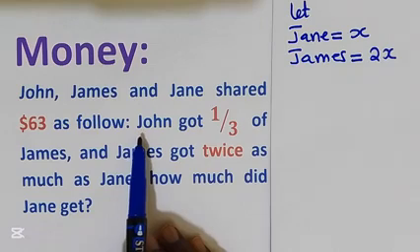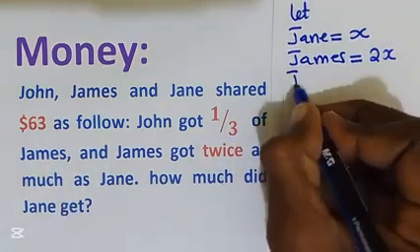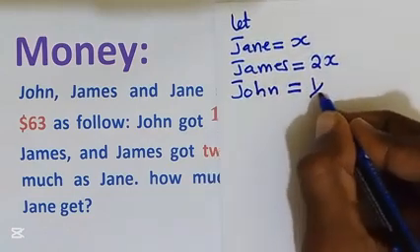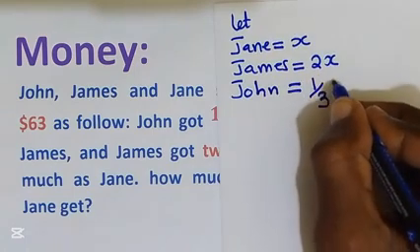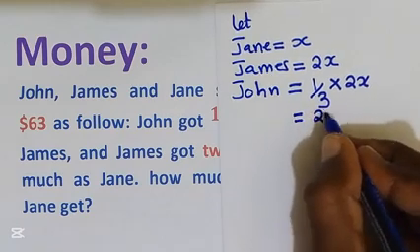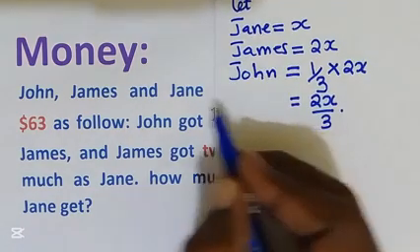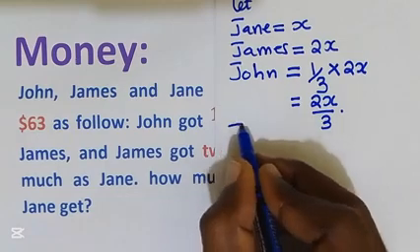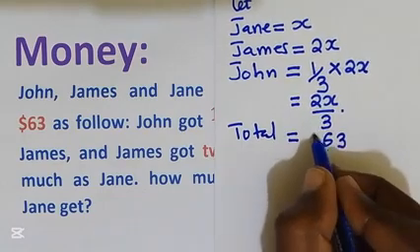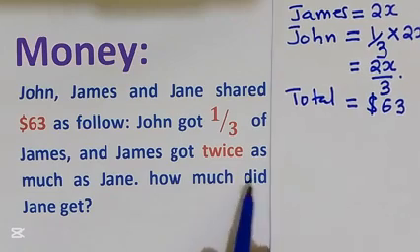Also, they tell us Johnny got a third of James. So Johnny got a third of James, which means multiply by 2x. This is equal to 2x over 3. The total amount they shared is $63. So total is equal to $63. The question is, how much did Jenny get?